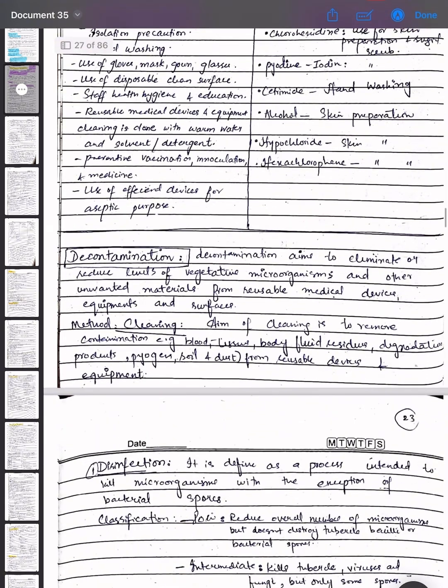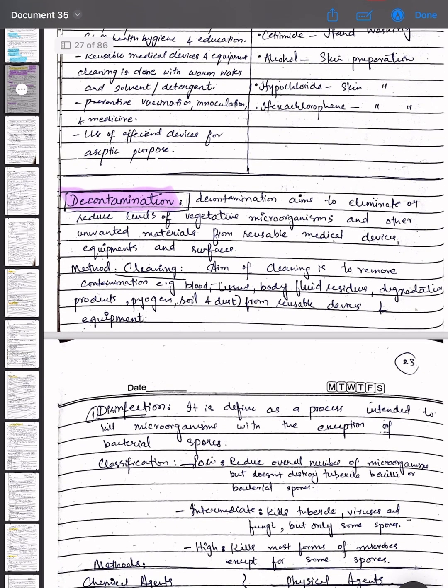Let's define decontamination. Decontamination aims to eliminate or reduce levels of vegetative microorganisms and other unwanted materials from reusable medical devices, equipment, and surfaces. What are the methods for decontamination? Cleaning. The aim of cleaning is to remove contamination, for example, blood, tissues, body fluid residues, degradation products, pathogens, soil, and dust from reusable devices and equipment.